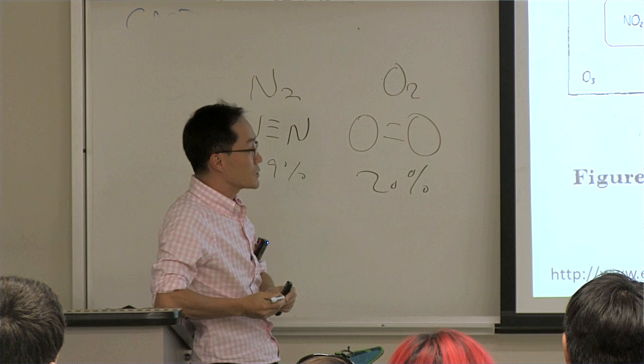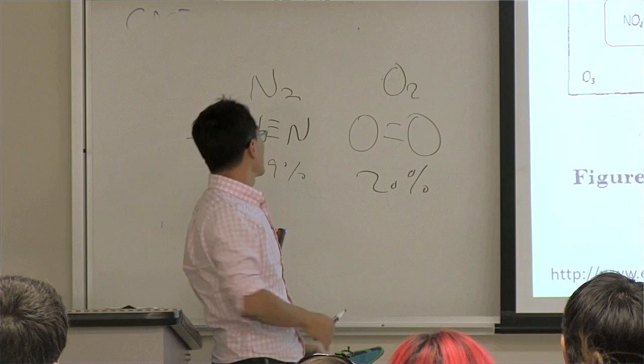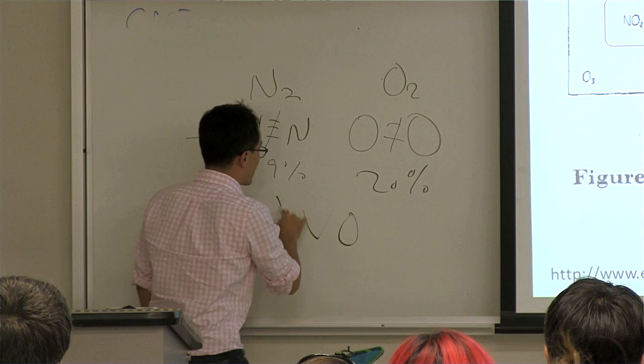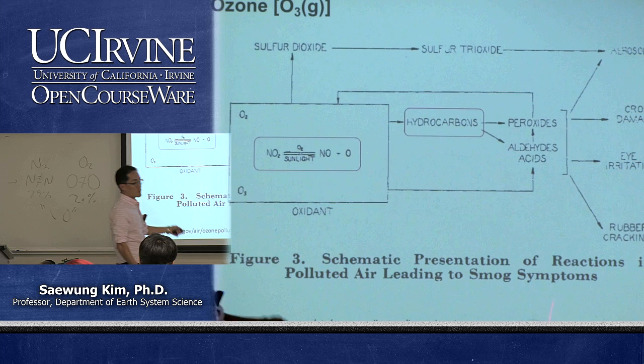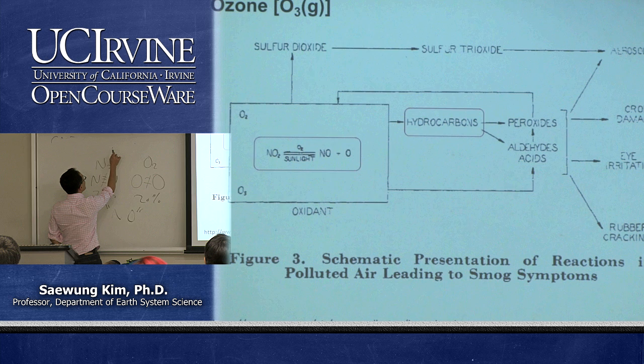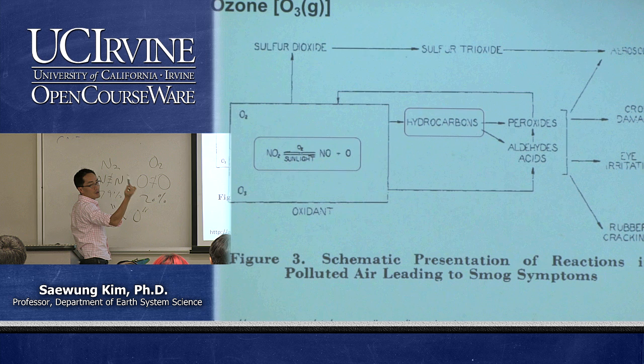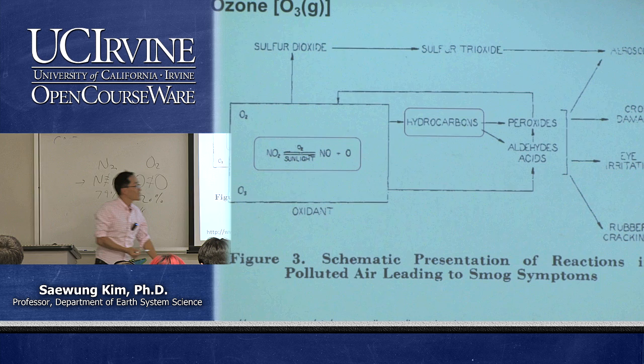But in the car engine, when the temperature gets high enough, the bonds can get broken up, and then make NO. So this is nitrogen oxide. This is a very important precursor for the ozone formation. And then another important precursor is hydrocarbon. Hydrocarbon, by definition, is carbon and hydrogen. We call a compound composed of carbon and hydrogen an organic molecule, right? So this is another word for organic molecules.